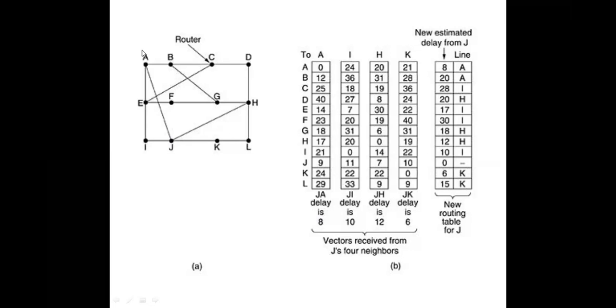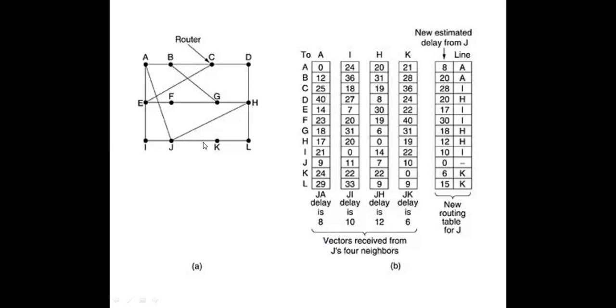Via A 20. What about via I? J to I is 10 and then I to B is 36. 36 plus 10 is 46. Via I 46. Via A 20. Then what about via H? J to H is 12 and H to B is 31. 31 plus 12 is 43. Okay, 43, and then this 36, and then this is 20.